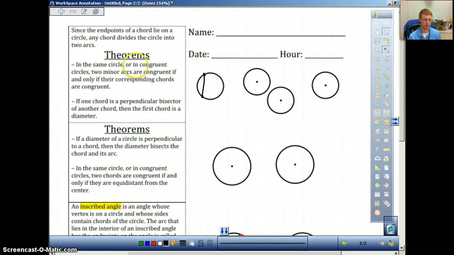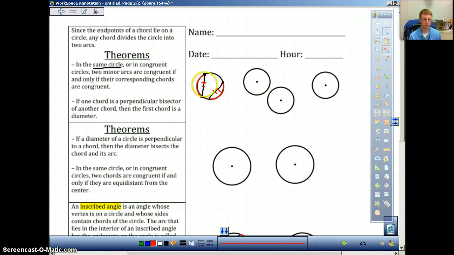It says in the same circle or in congruent circles. So let's talk about the same circle first. It says in the same circle, two minor arcs are congruent if and only if their corresponding chords are congruent. So in other words, if I were to draw two chords, and these aren't perfect, but they're going to be close enough. What it's saying is that if we're looking at this minor arc and this minor arc, they are only congruent to each other if the two chords are congruent to each other.